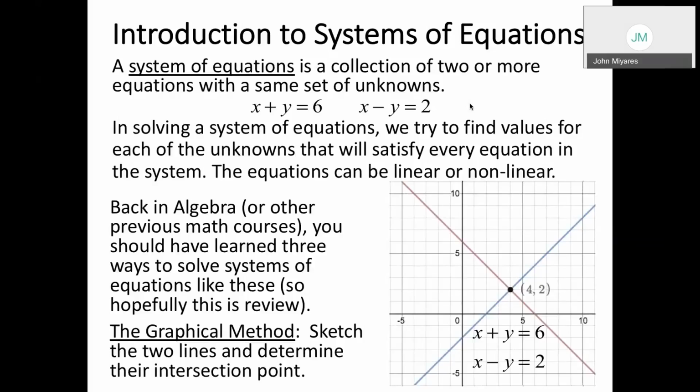In this case, the intersection is at the point (4, 2), which means that the solution to the system will be x equals 4 and y equals 2. Connecting back to the original equations, we can see that 4 plus 2 equals 6 and 4 minus 2 equals 2.